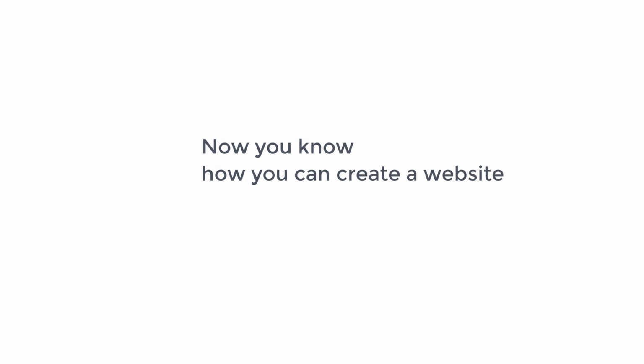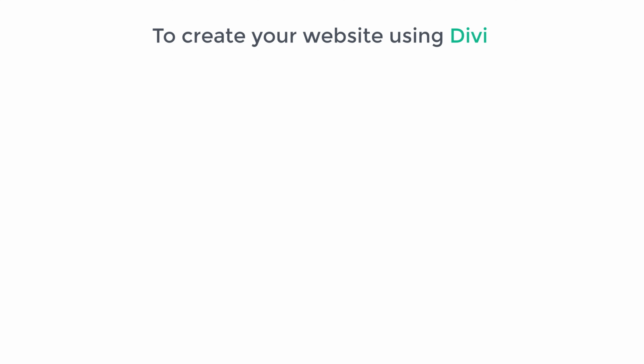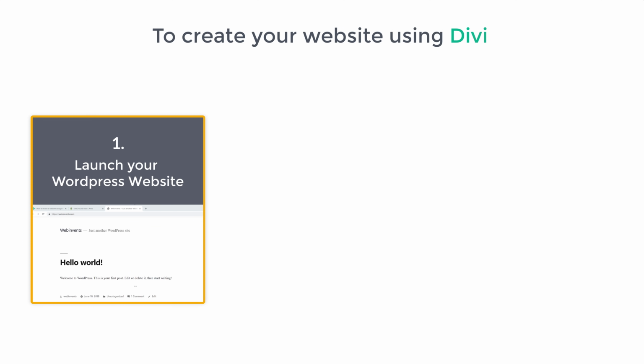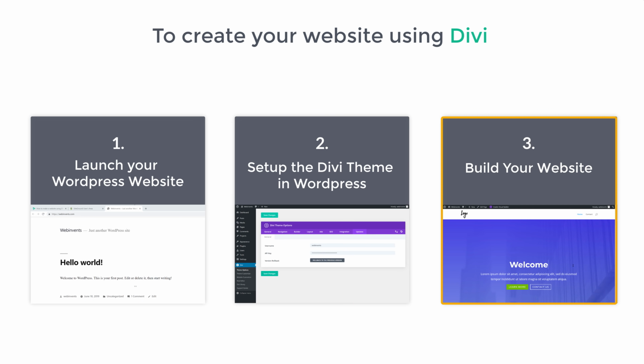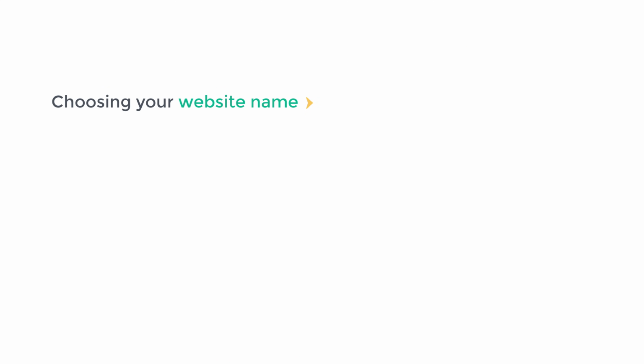So now you know how you can create a website using Divi in just a few minutes. So to create your website using Divi, you need to first launch your WordPress site, then set up the Divi theme in WordPress, and then finally build your website. Okay guys, now if you're ready to start making your own website, just click here and it'll take you to the page which we saw in the first step, which is choosing your website name. So just choose your website name and then build your website.